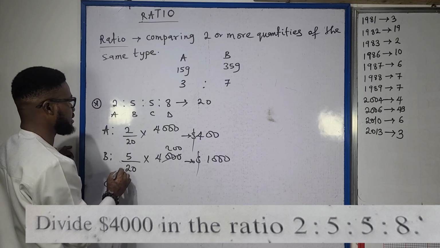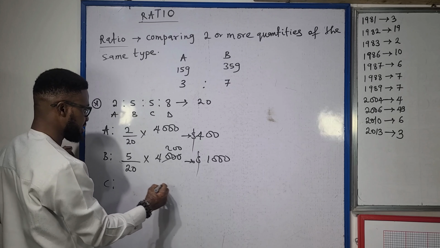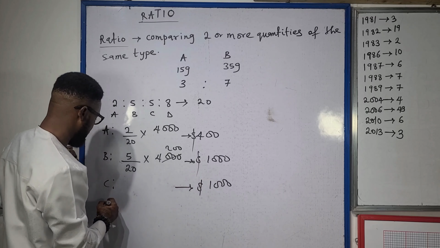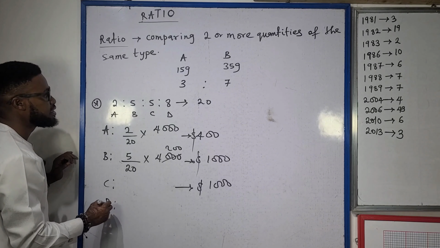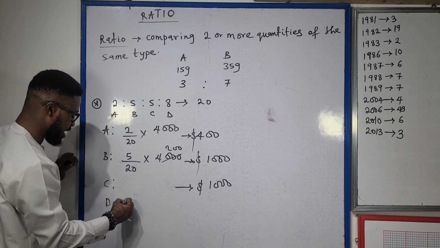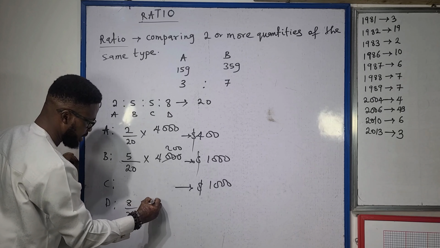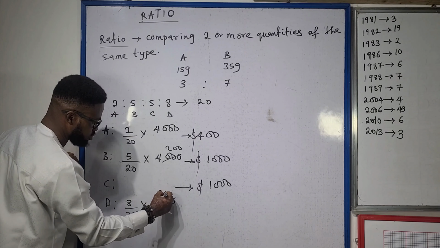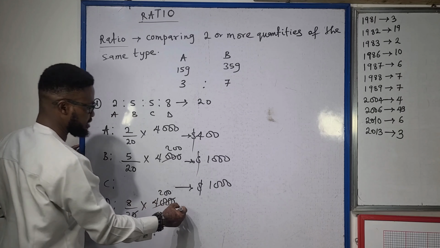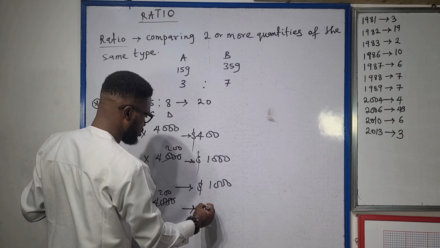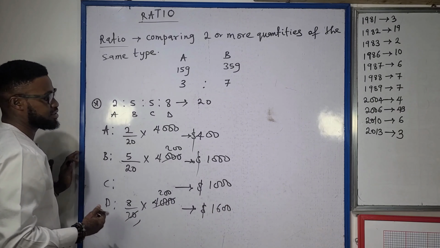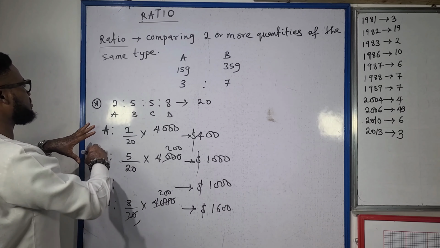For person C, also ratio 5, that is going to be $1,000. For person D, that is going to be 8 out of 20 times 4,000. 4,000 divided by 20 is 200. 200 times 8, that is $1,600. And that's just about how we share.